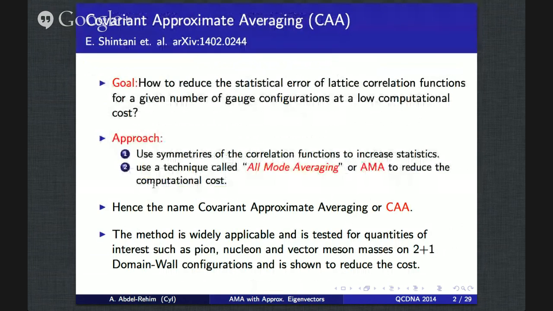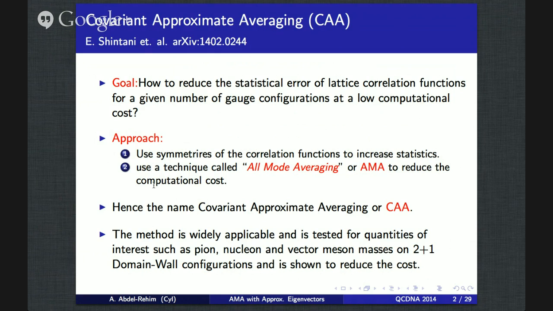So with all-mode averaging, there is another thing that goes with it. It's called covariant approximate averaging. The idea here is, given a specific number of gauge configurations, we compute observables. How can we reduce the error in these observables given this specific number of configurations at a low computational cost? The approach used is to look at the symmetries of the action or the correlation functions to increase the statistics.